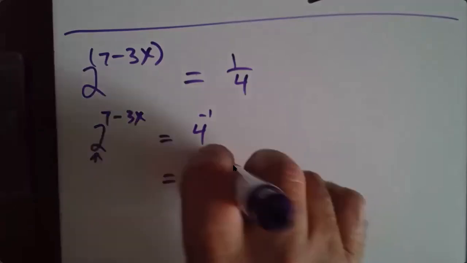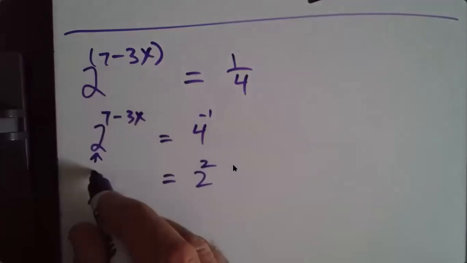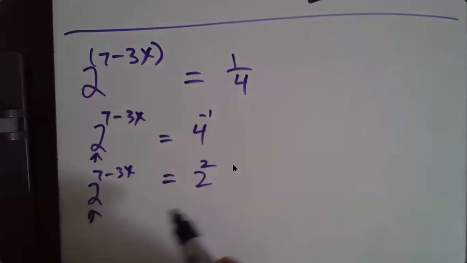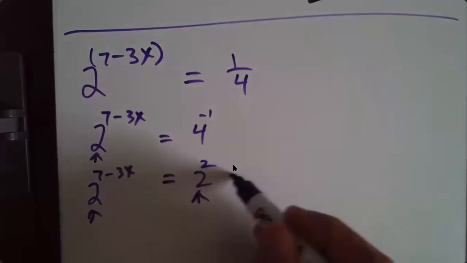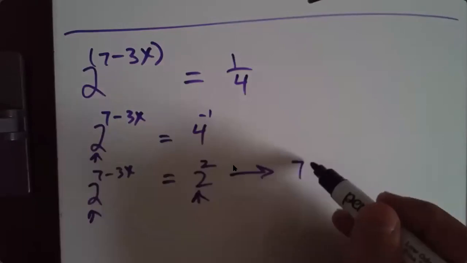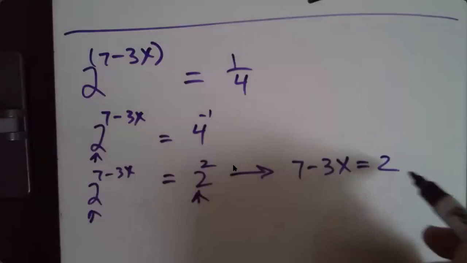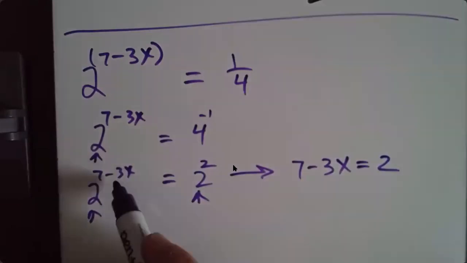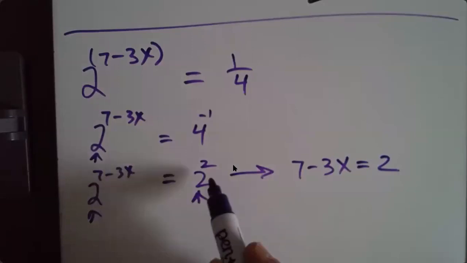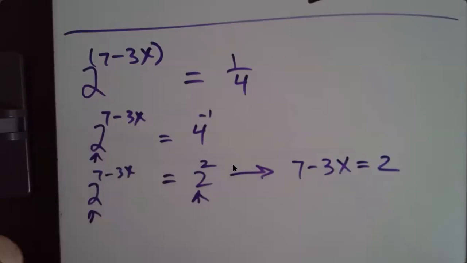We should have said 2 squared. So that'd be 2 to the 7 minus 3x. So the base on the left is the same as the base on your right. So we can set the exponents equal to each other. So that's 7 minus 3x equals 2. 7 minus 3x is the exponent on the left. Put the equal sign. 2 is the exponent on the right. Now we solve for x.